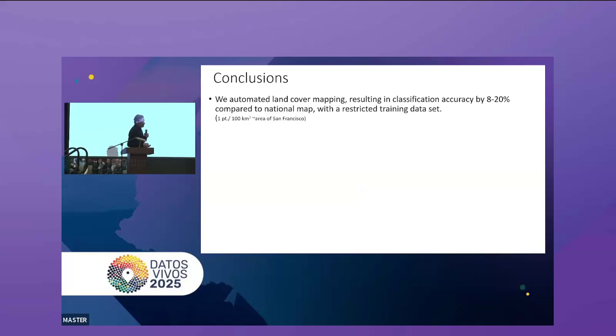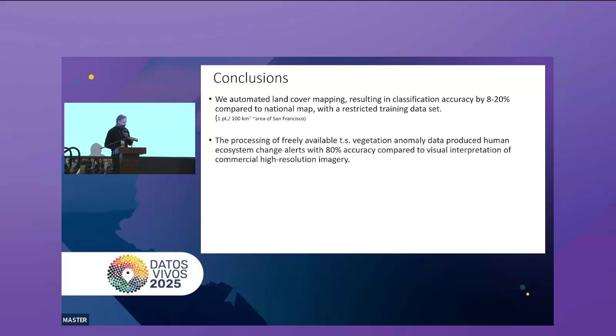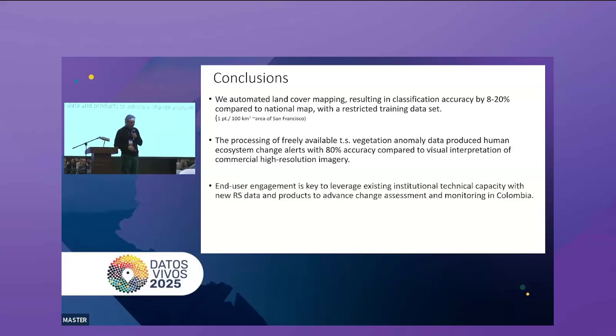We conclude that we were able to improve the accuracy of the land cover maps that the National Park System produce with an automation of that mapping, and it translated into an increase in accuracy between 8 to 20% compared to the maps. We also used time series data products that allow us to achieve an 80% accuracy in the classification of quarterly alerts compared to visual interpretation of high resolution imagery that, as I said, is no longer available.